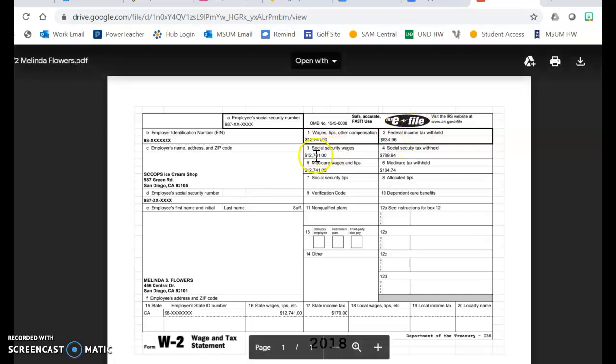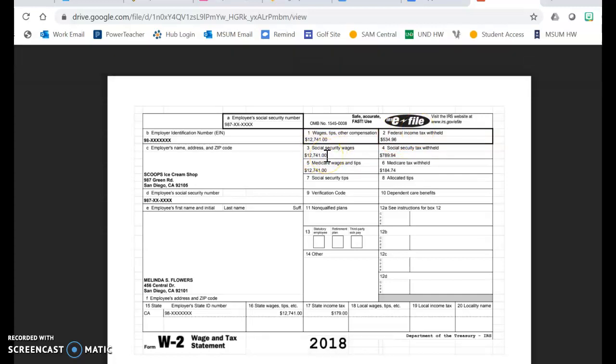Here it just says this is your social security wages, so how much money they looked at to find your social security. Remember, 6.2% of your income goes towards social security taxes. And remember there's a maximum taxable income for social security. You didn't meet that maximum taxable income, so your entire income was taxed, and 6.2% of that was $789.94. Then over here is your Medicare wages.